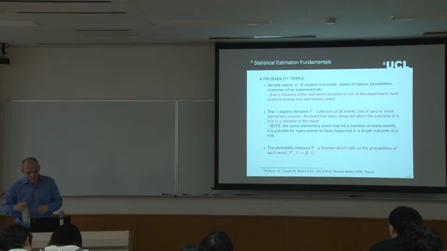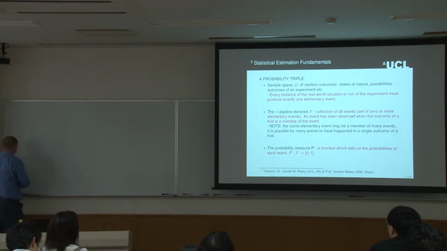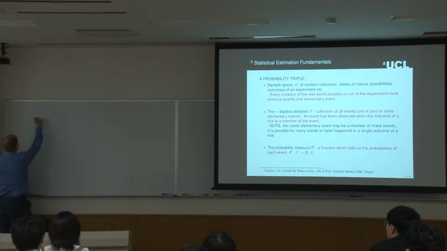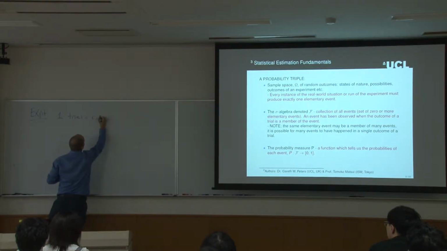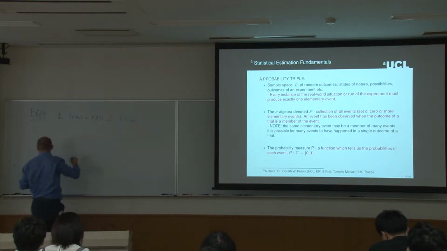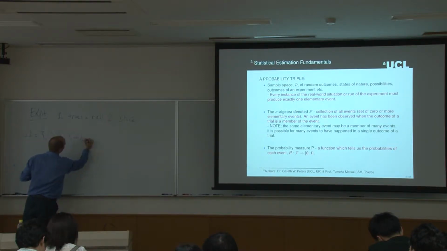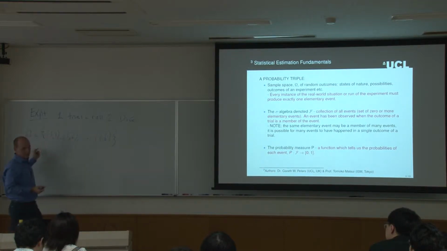So the sample space omega of the random outcomes is such that every instance of the real-world situation or run of the experiment must produce exactly one elementary event. So if we think of an example, say our experiment is rolling 2 dice. So one trial of the experiment is we roll 2 dice. So omega is our set of possible outcomes for this one trial. So we could have 1,1, 1,2, etc. So there's 36 possible outcomes here. So this is omega in this example.